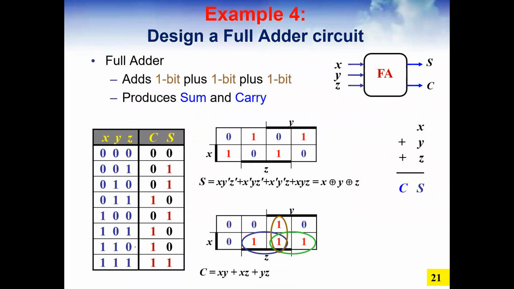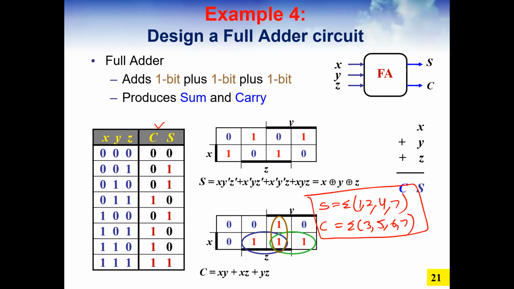So here you can see the table, and you can see the two outputs C and S. And for S, the minterms are 1, 2, 4, 7. The minterms of carry are 3, 5, 6, 7. Now you know the minterms. So if you know the minterms of any function, you can design it by using a decoder. It's so simple, very easy.